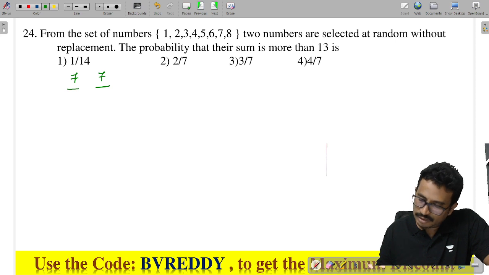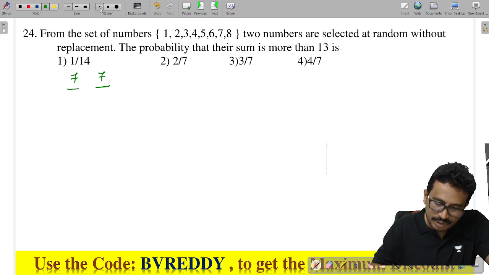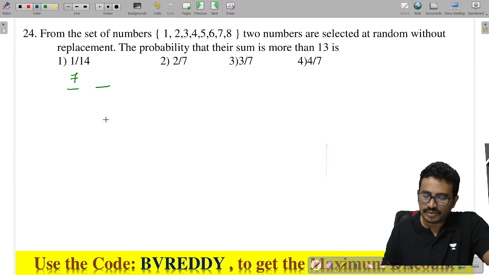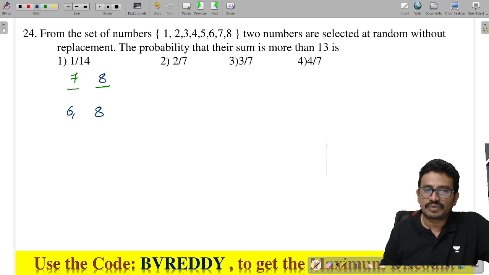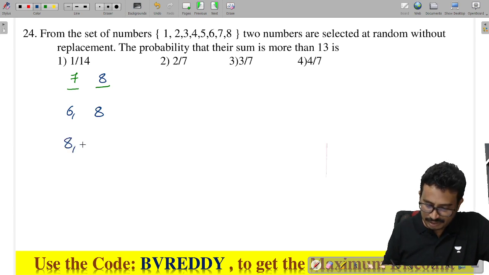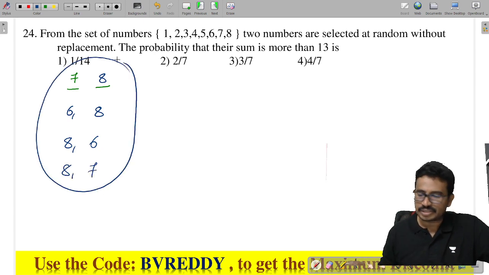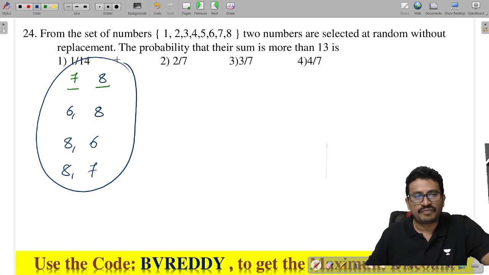Will it happen here? So, without replacement. Without replacement means the number 7 has already been taken. Then what is left out? If we have taken this as a 6, it won't work; 8 has to be picked. Next, if we have taken this as a 6, it has to take then 8. Okay, 7 won't work. Next, 8, 6, 8, 7. Check this now. In all the cases, the sum is more than 13: 14, 15.